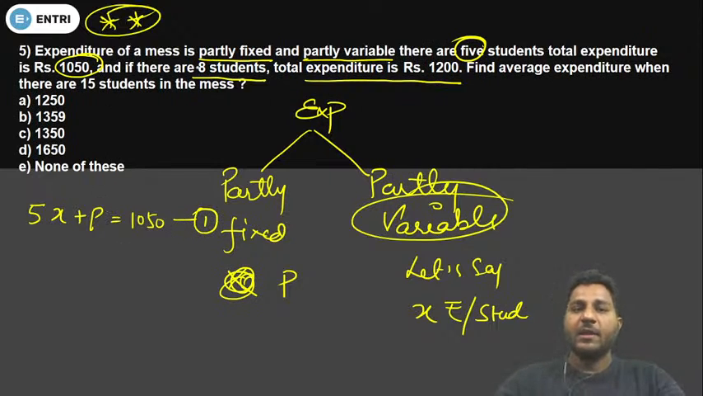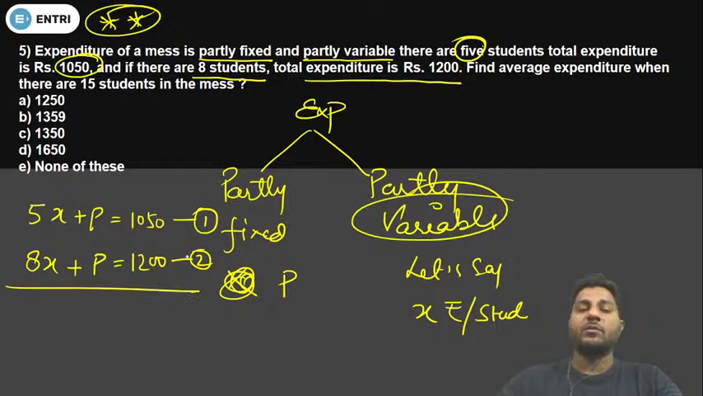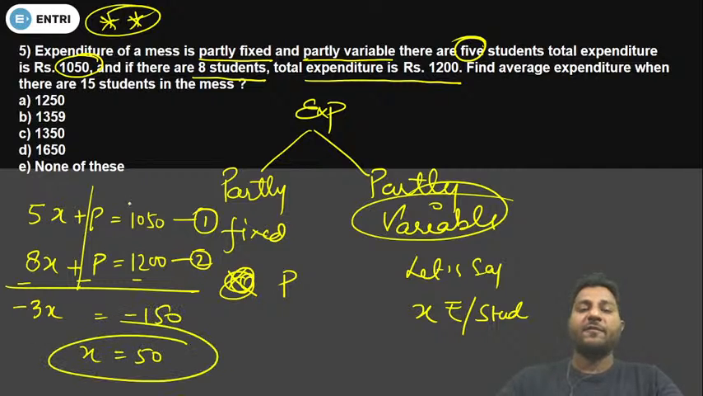The second is about 8 students: 8x plus P. This fixed expenditure will remain the same. So 1200, that means equation 2. Now what would you do? They have asked you to find the expenditure when there were 15 students. So when you eliminate them, you will get 3x equals 150. That means x is equal to 50. So the variable expenditure arrives at 50 rupees per student.